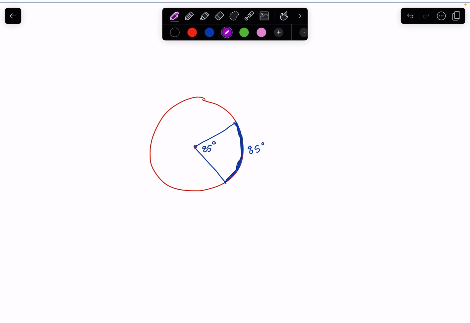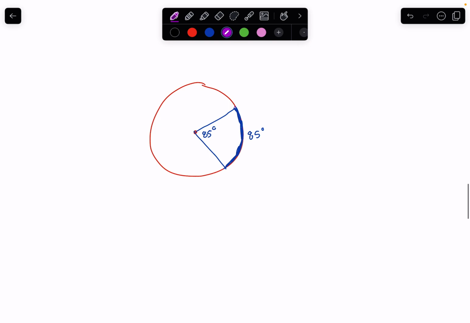If I extend, instead of connecting these endpoints to the center, if I connect them anywhere else on the circle, I get a different angle. This angle is going to be half of the other two blue angles. So it's going to be half of whatever those other two measurements are.